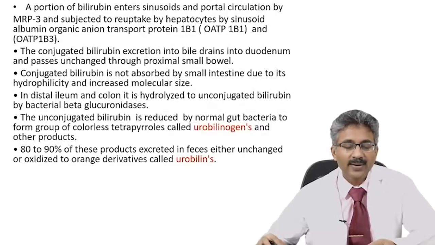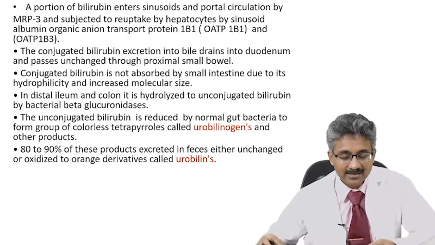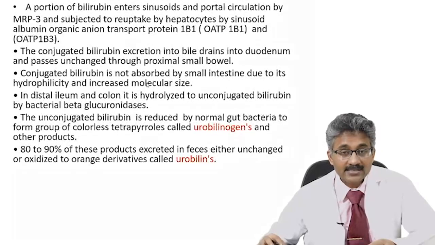So this conjugated bilirubin in the liver, which diffuses to the biliary canaliculi, will enter the duodenum, and then it just passes unchanged through the small bowel. This conjugated bilirubin is not absorbed by the small intestine due to its hydrophilicity and increased molecular size. But in the distal ileum and colon, it is hydrolyzed to unconjugated bilirubin by bacterial beta glucuronidases. So this conjugated bilirubin will be broken down to unconjugated bilirubin by the bacterial enzymes.